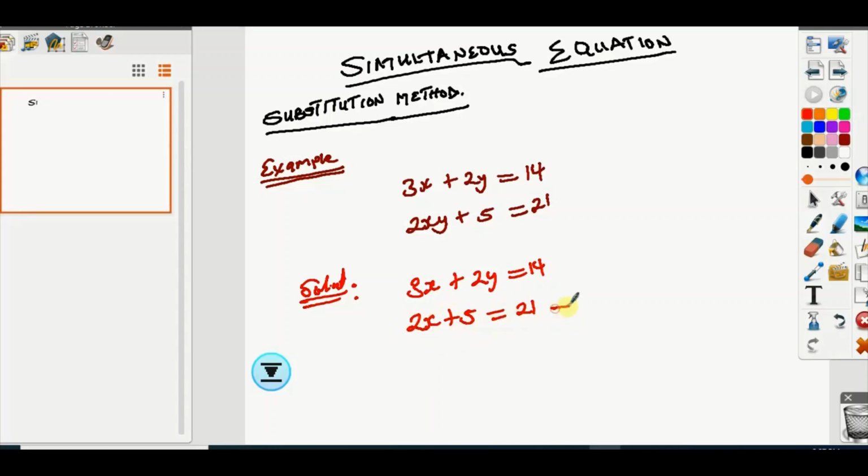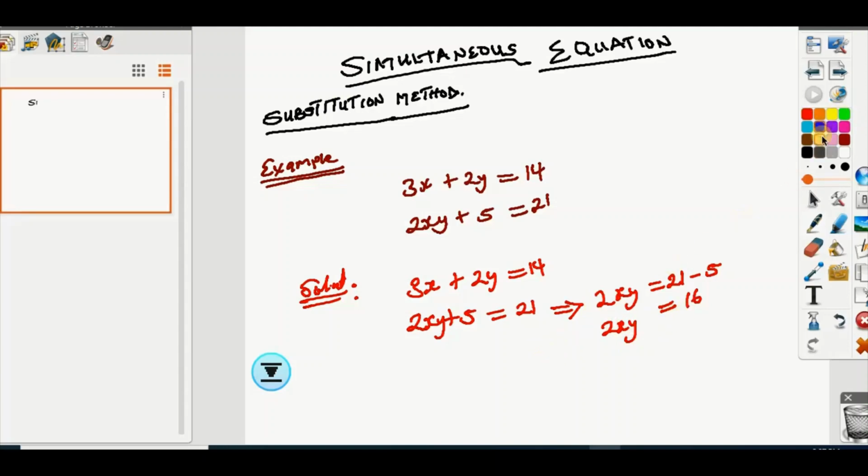Now the first thing to do: you see that this one has two constants. So from here, let's make this one constant. From here we have 2xy equal to 21 minus 5, right? So here it will be equal to 16. So 2xy will be equal to 16, right?